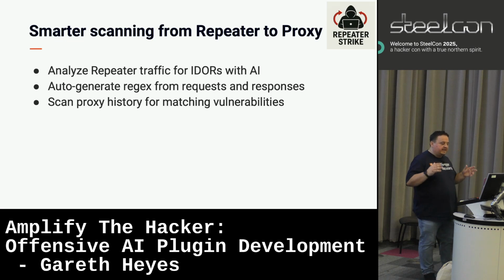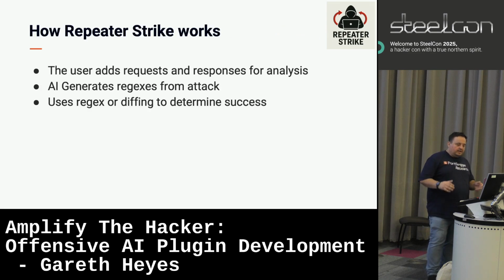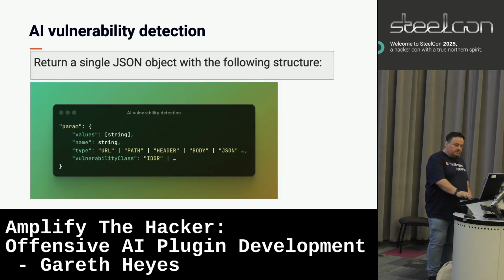So Repeater Strike is an AI-powered tool that helps you uncover IDOR vulnerabilities by analyzing your Repeater requests. It automatically generates targeted regular expressions based on your request and responses. And once a vulnerability is detected, these regular expressions are then applied to your whole proxy history. It lets you load multiple requests and responses for analysis. It uses AI to generate regular expressions to capture patterns across all your responses.